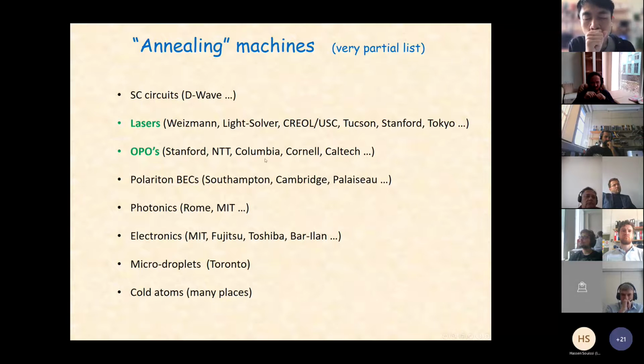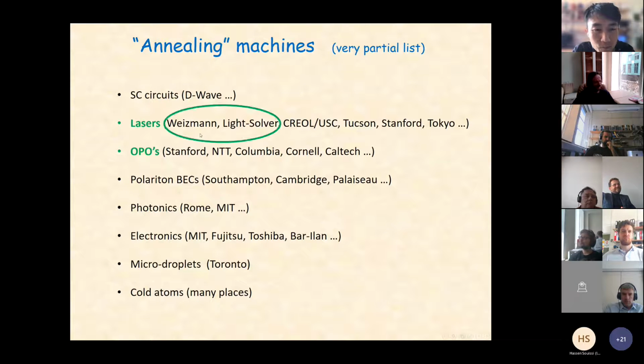By the way, all these places are actually ex-Yamamoto students. So you see this work, even if he didn't generate a good solver, he generated a lot of academic positions for the people writing the paper. So it's already nice. And a large variety: photons, electrons, and would you believe even micro droplets can be used to compute, and of course cold atoms. And there are many others.